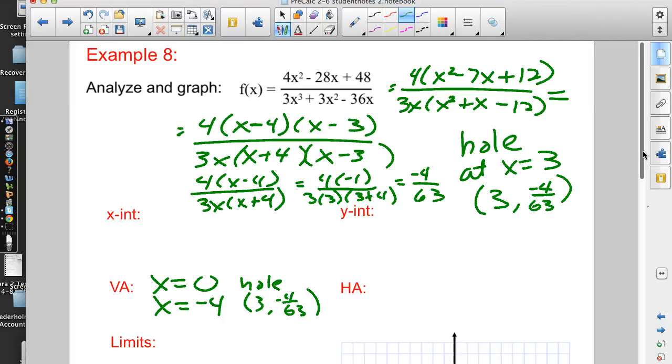Think about your infinities. Because we're going to have infinity squared over infinity cubed. That'll reduce to 1 over infinity. y equals 0.